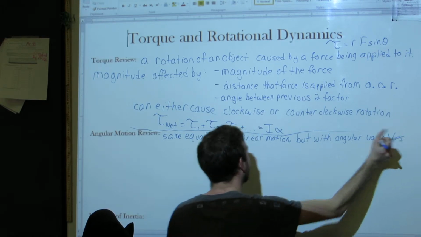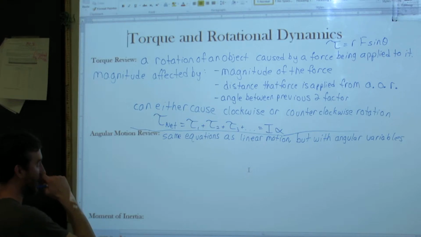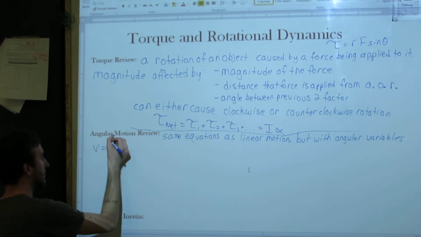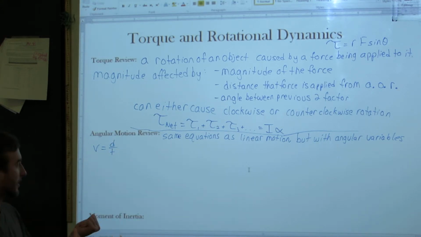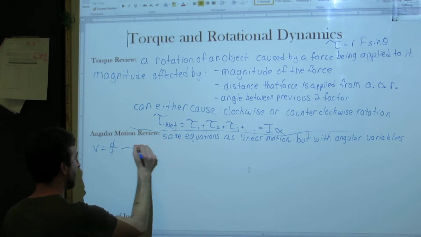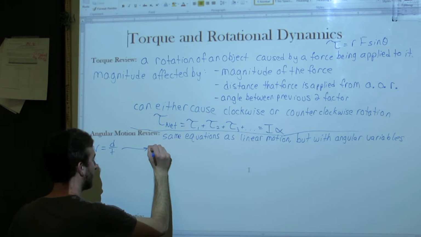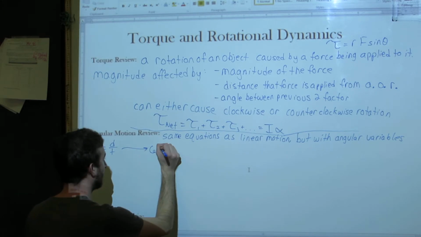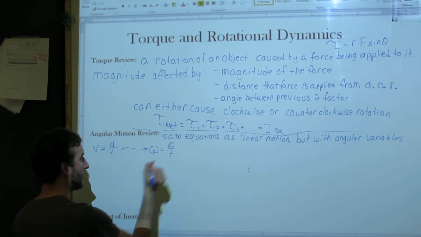So we'll just get a little list going off to the side here. Here are some equations that you knew from linear motion. You know that V equals d over t, speed equals distance over time. Well, these are all linear variables, I guess time isn't, but when we talk about angular variables, this transforms into angular speed, this is an omega, or you can call it a wumbo, equals theta, the angle something rotates through, over time.